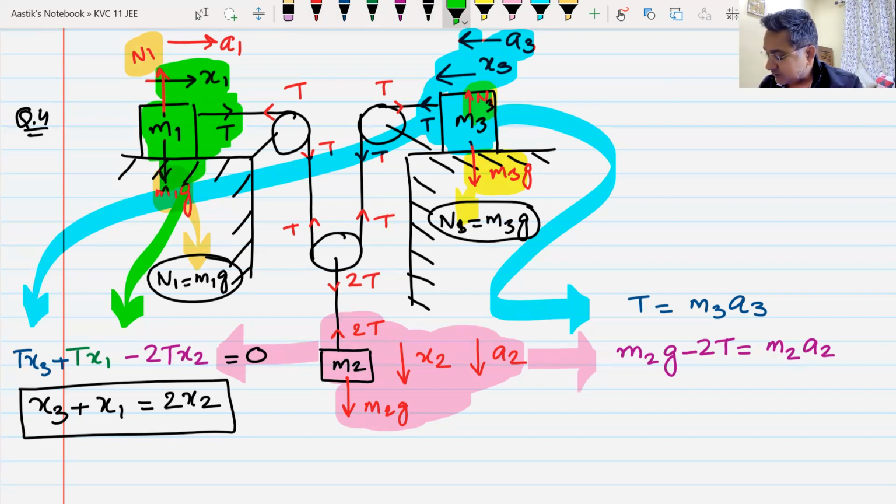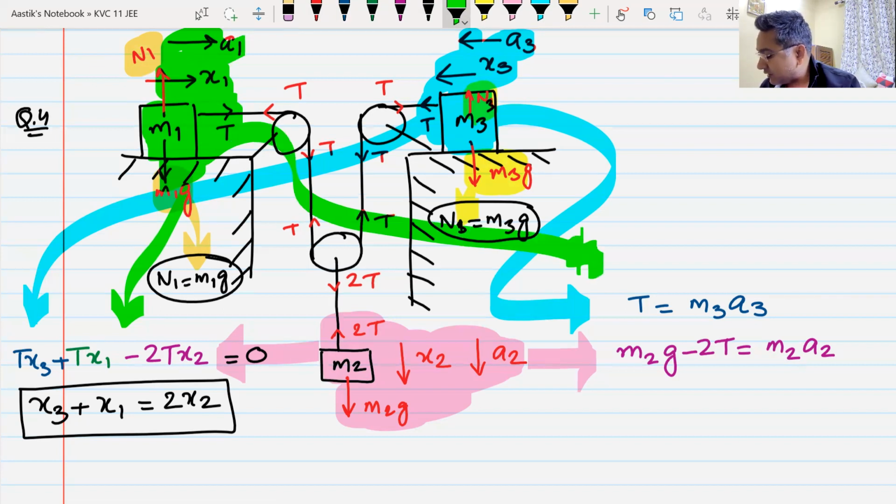We are not worried about this equation. What we are more excited about is the green one. This is the green Hulk, and here comes the green Hulk. Yes. What is the green Hulk equation? T is equal to M1 A1.